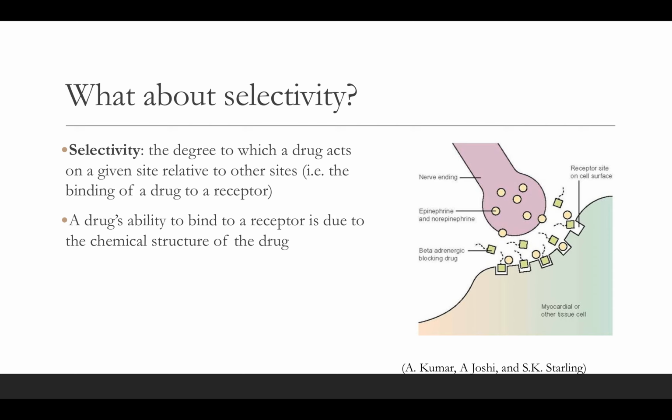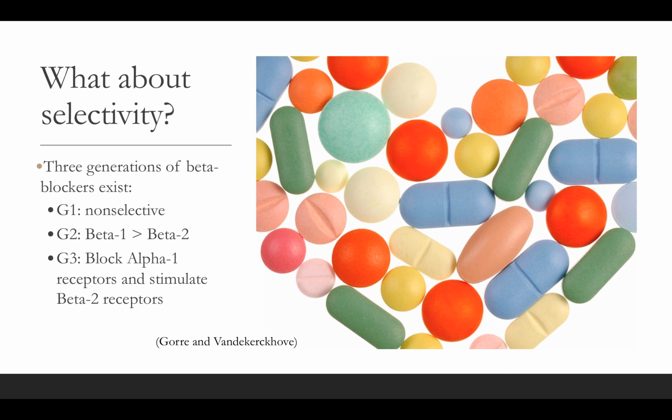You can't fit someone else's key and you're locked out of your house. That would be terrible, right? There'd be so many break-ins. So there are 3 generations of beta blockers.